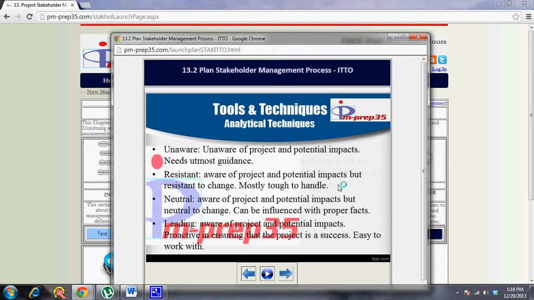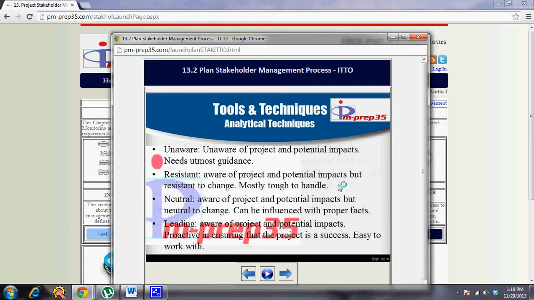Then you have resistant: aware of the project and potential impacts but resistant to change, mostly tough to handle. These kinds of stakeholders are tough to handle basically because they probably have used some software or something like that, and they are used to it, and they don't want a change in their working style. That's why they are resistant to the current project. You need to account for them, and they are mostly end users. So you need to convince them that the project's product will help them do better.